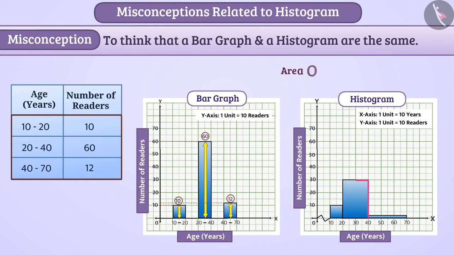where the area of rectangles in the histogram is proportional to the frequency of the class intervals. That is, the frequencies are represented as the area of rectangle and not the length of the rectangle.